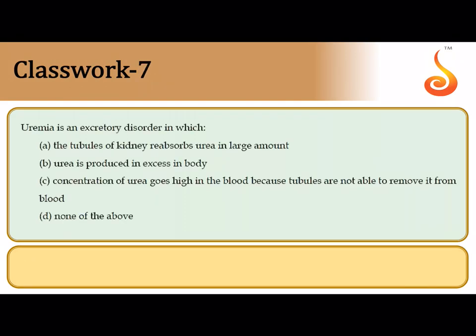Uremia is an excretory disorder where there is excessive accumulation of urea in the blood. Obviously the concentration of the urea will become so high in the blood because the kidney is not functioning properly. That is because of the renal failure.